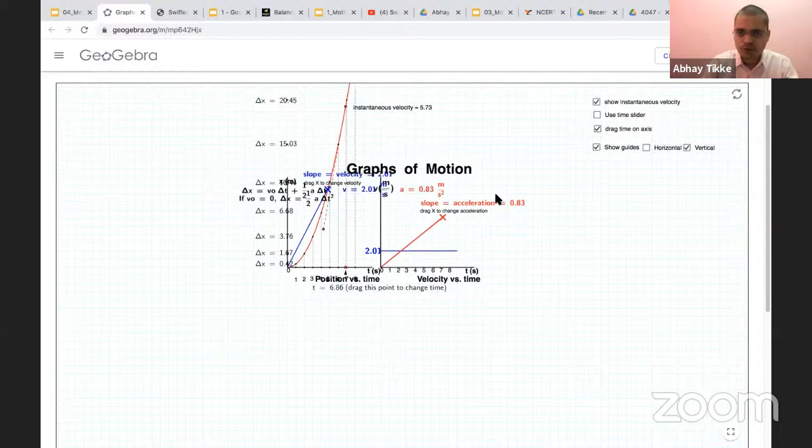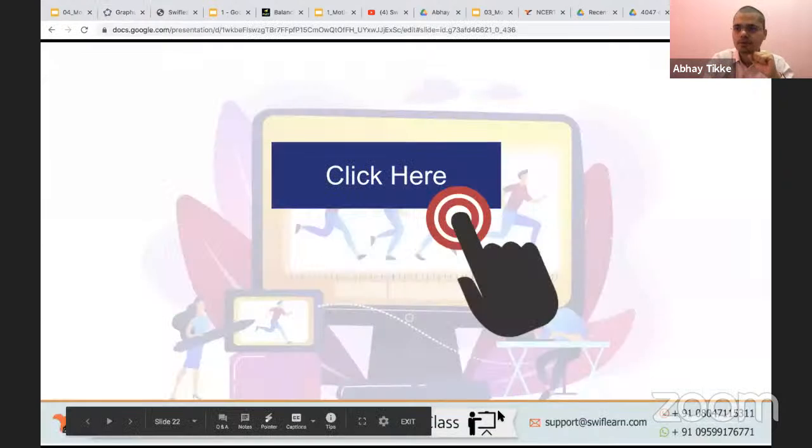Clear? And these are show guides, that is horizontal and vertical. You can see these horizontal and vertical guides. Basically this is how you plot a graph. Graph plot करते समय पहले सबसे पहले क्या निकालते हैं? You find out first x and y coordinates and then you plot on the graph, right? That we discussed already in the second session, how do we represent the graph. Rectilinear motion second part. Those who have missed, they can go through the video. It's available on our Swiflearn channel. Is this clear? Any doubts so far? Quite interesting, right? Fine. So let us go ahead.